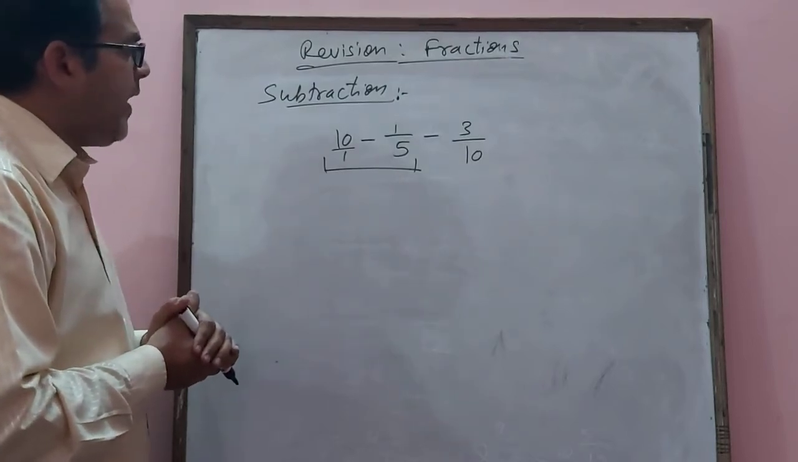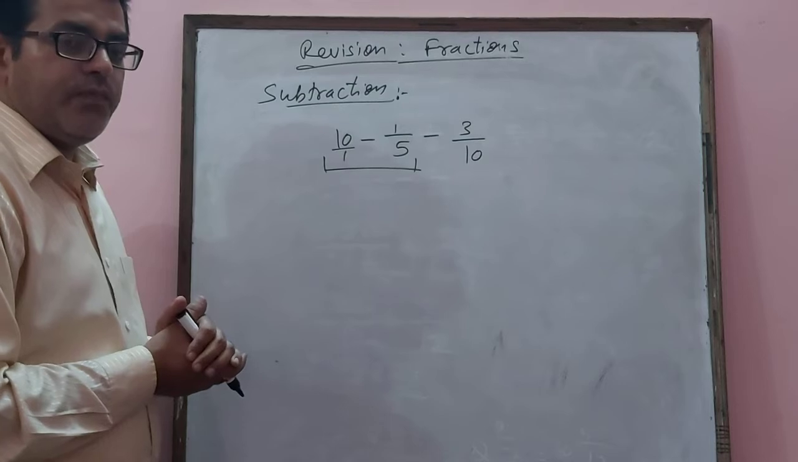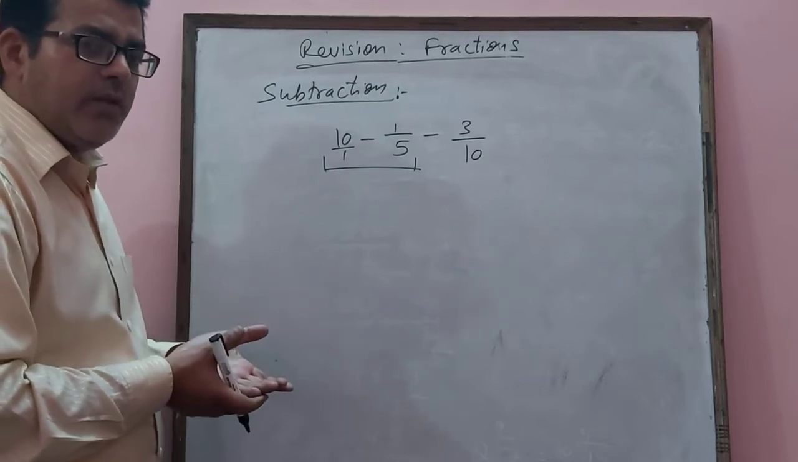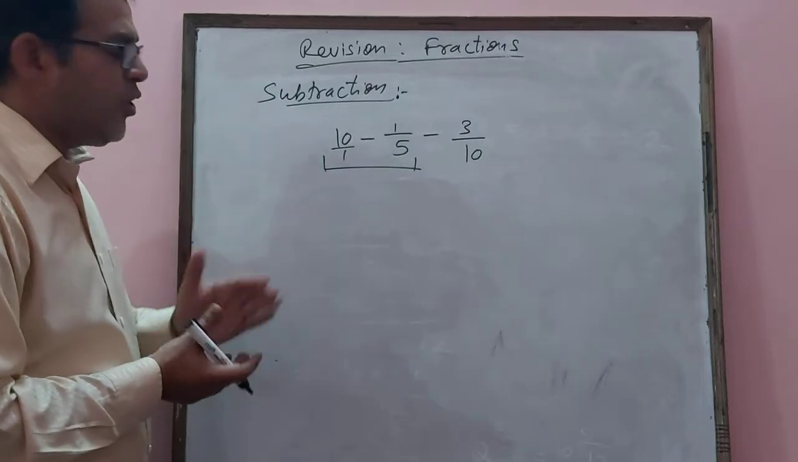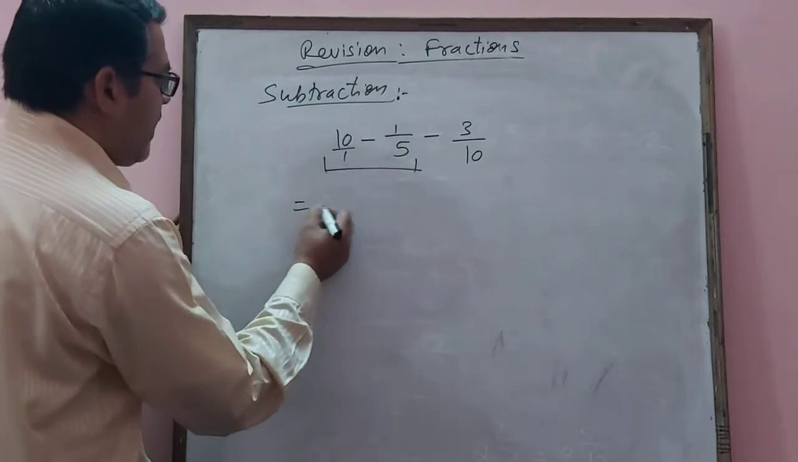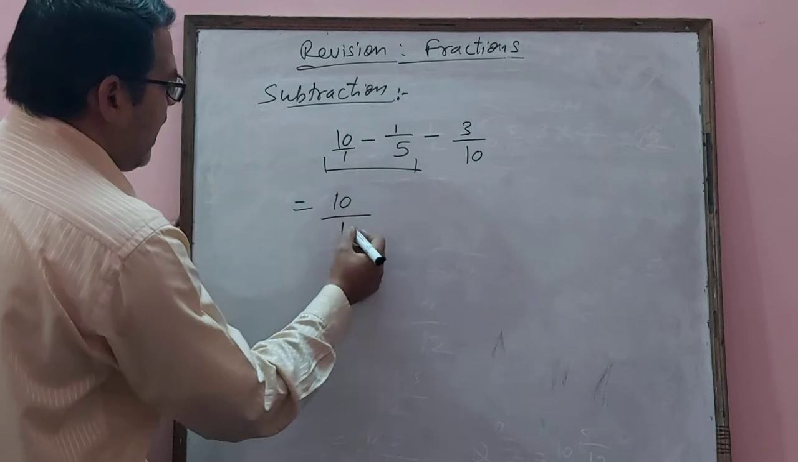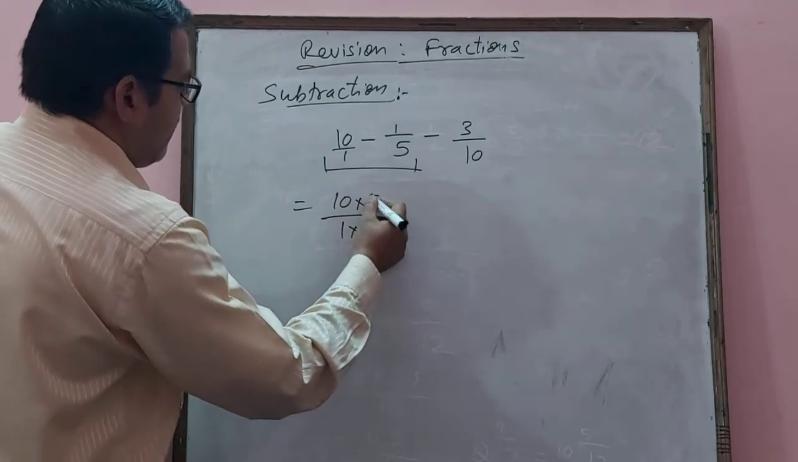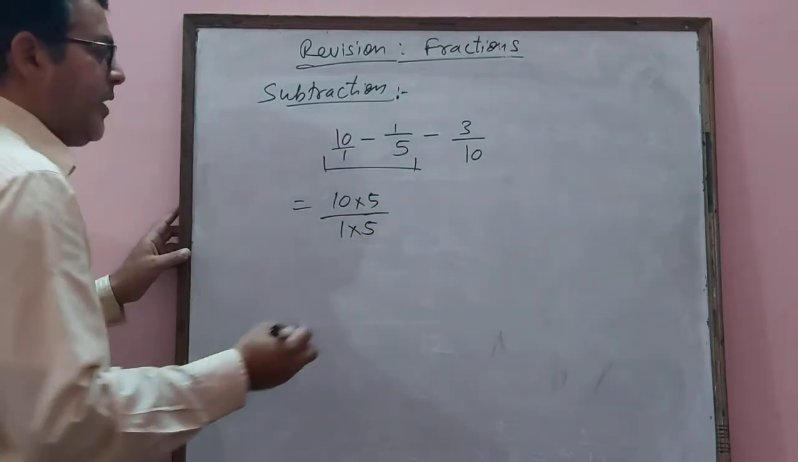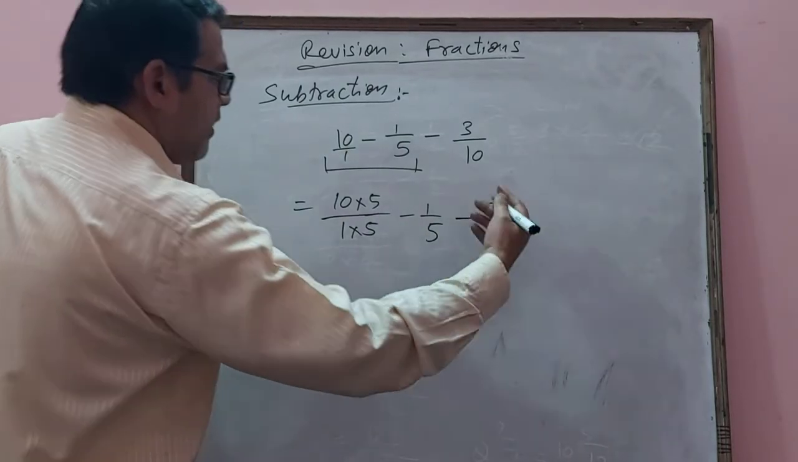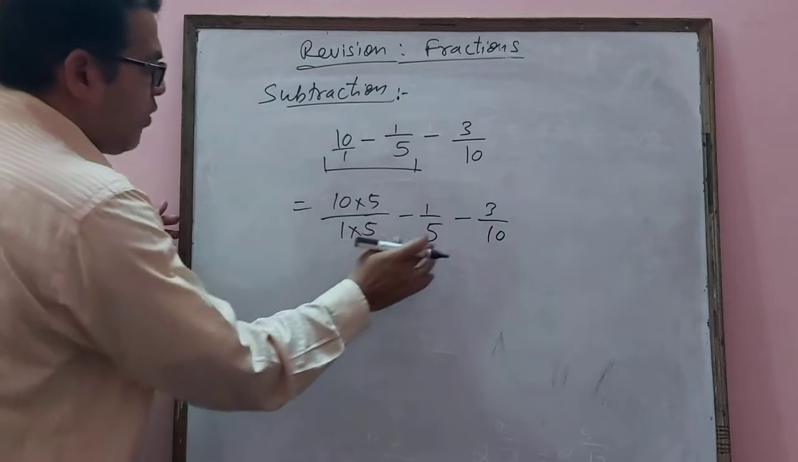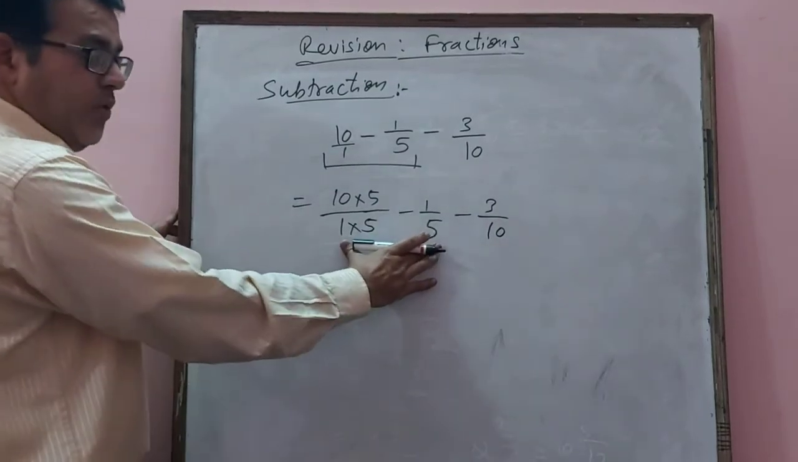So for 1 and 5, there is 5 as 1 into 5 is 5 only, right? So we need to change the denominator to 5. How can we change it? 1 we already have, so if we multiply by 5, then we can make it 5, and minus 1 upon 5 we can write as it is, 3 upon 10 we can write as it is. We need to focus on these two fractions only this time.